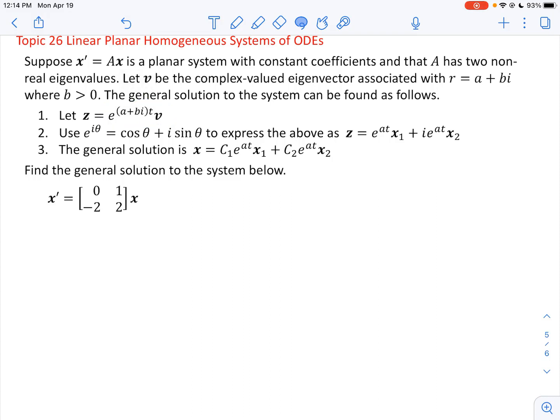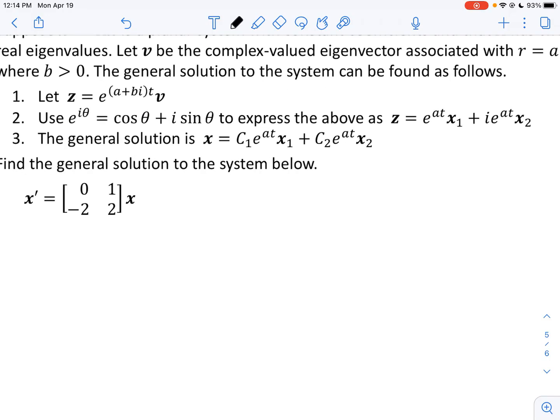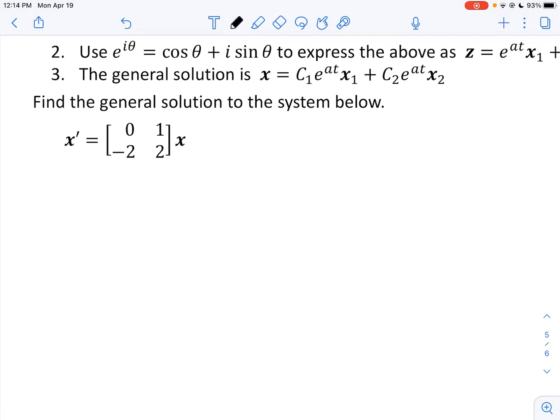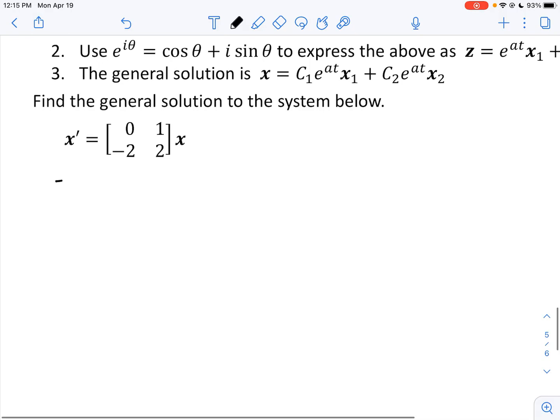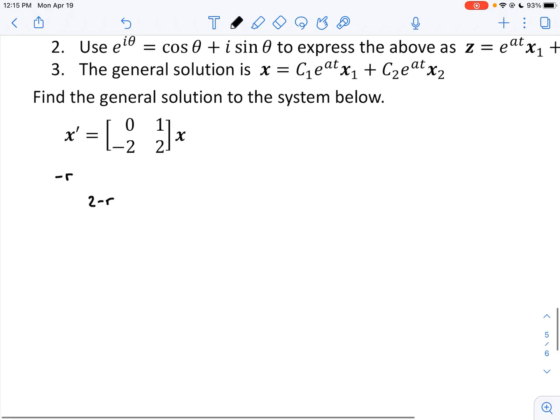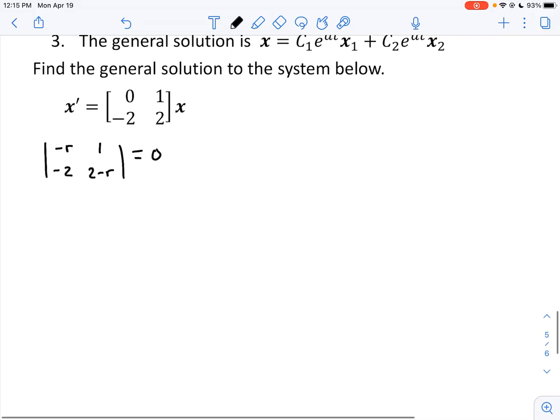Then step 2 will be where all the work is done, and we'll illustrate that when we get to that point. So first let's begin by finding the eigenvalues of this particular square matrix. We remove r from the main diagonal, so we have 0 minus r and 2 minus r as my new main diagonal, and we have 1 and -2, which don't change. Do the determinant of that and set it equal to 0.